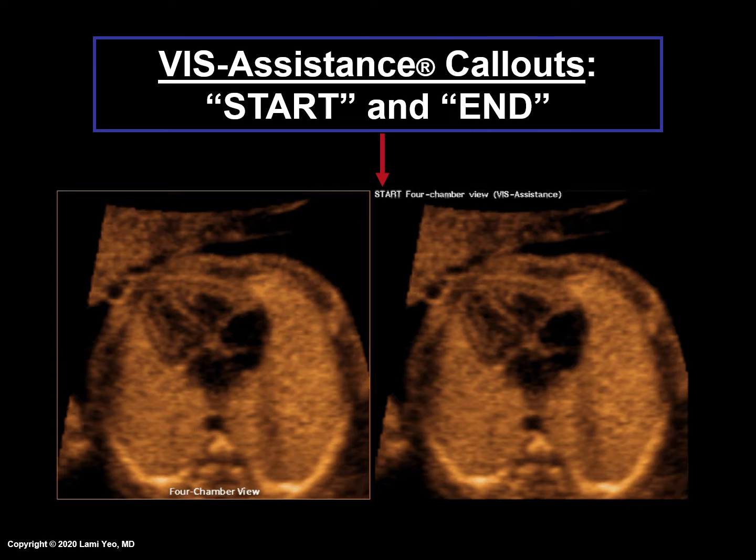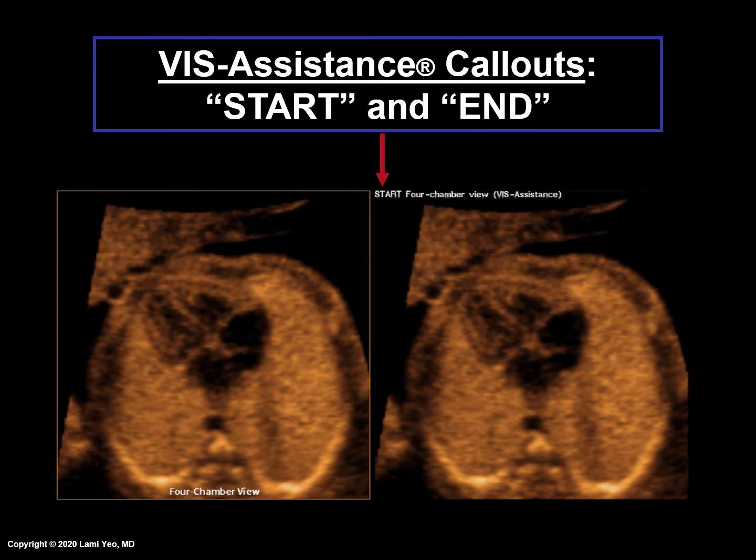The very first frame of each VISA assistance video clip is always indicated by the word start, the name of the cardiac view, and then the word VISA assistance. So in this example, the first frame states start 4-chamber view VISA assistance. Also, the first frame of every VISA video clip is identical to the diagnostic plane image on the left, as shown here. One exception is the vena cava VISA, where this does not occur.